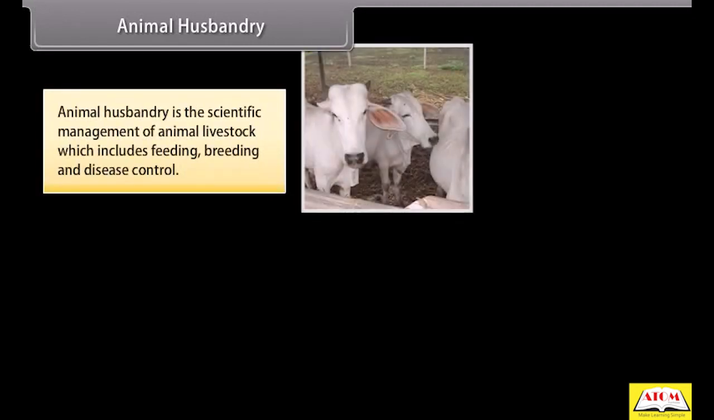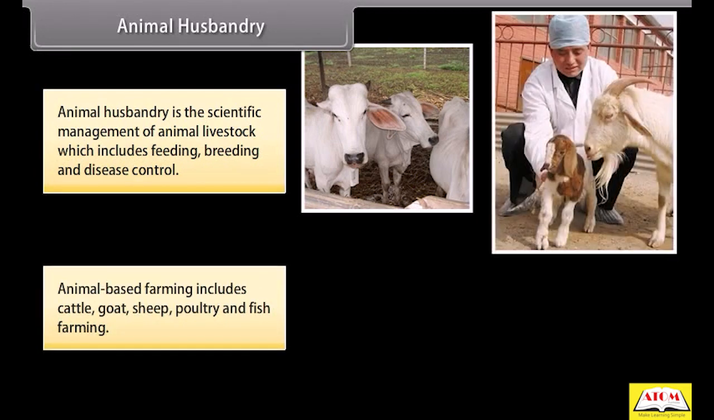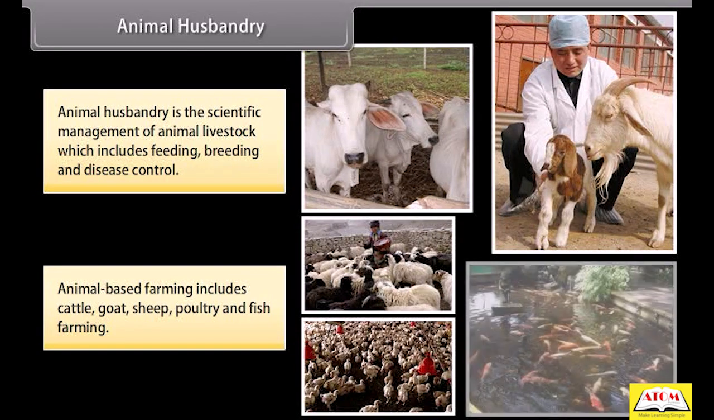Animal husbandry. Animal husbandry is the scientific management of animal livestock, which includes feeding, breeding, and disease control. Animal-based farming includes cattle, goat, sheep, poultry, and fish farming.